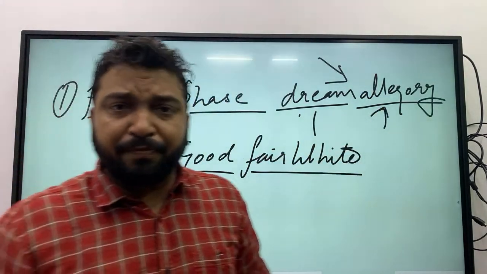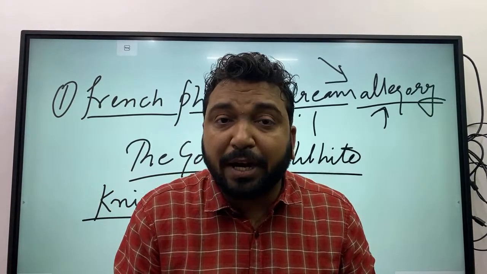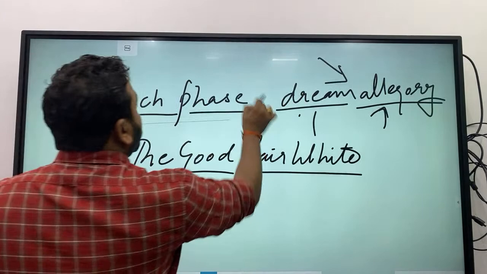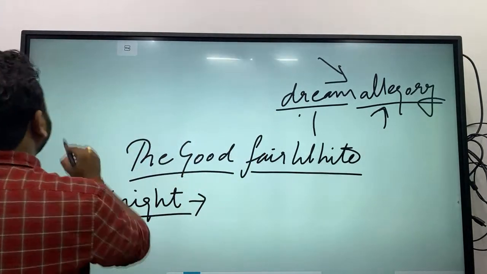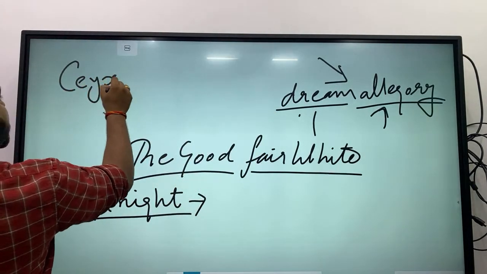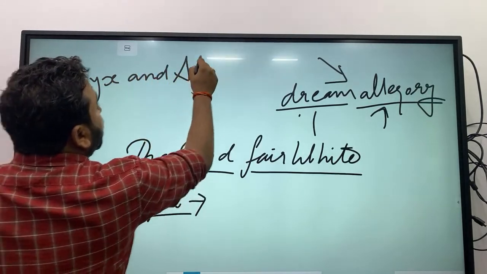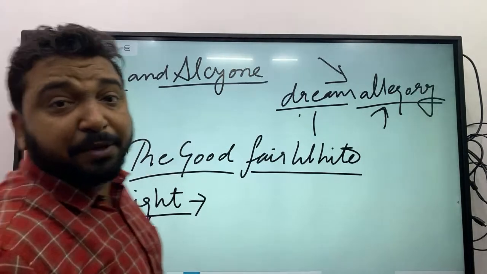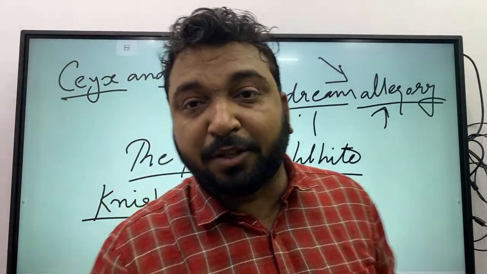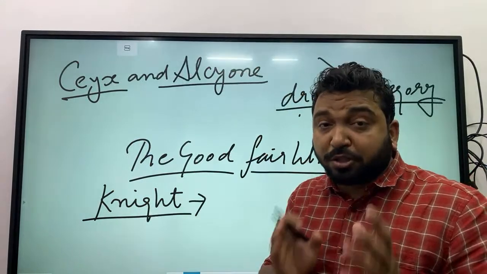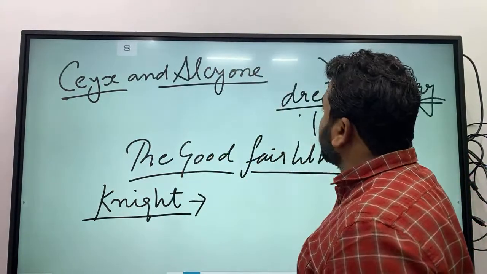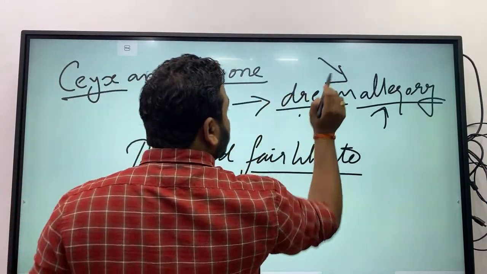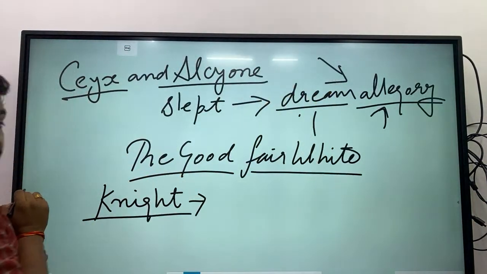In the dream, he was reading a book, Ceyx and Alcyone, and then he slept. Remember this point. I added it here. Chaucer has been shown reading a book of Ceyx and Alcyone. Remember, friends, my lecture's value is there only when you remember approximately 50 plus points and facts from it. Ceyx and Alcyone is the book Chaucer was reading. While reading this book, he slept, and when he slept, he saw a dream. In the dream, he finds a knight.